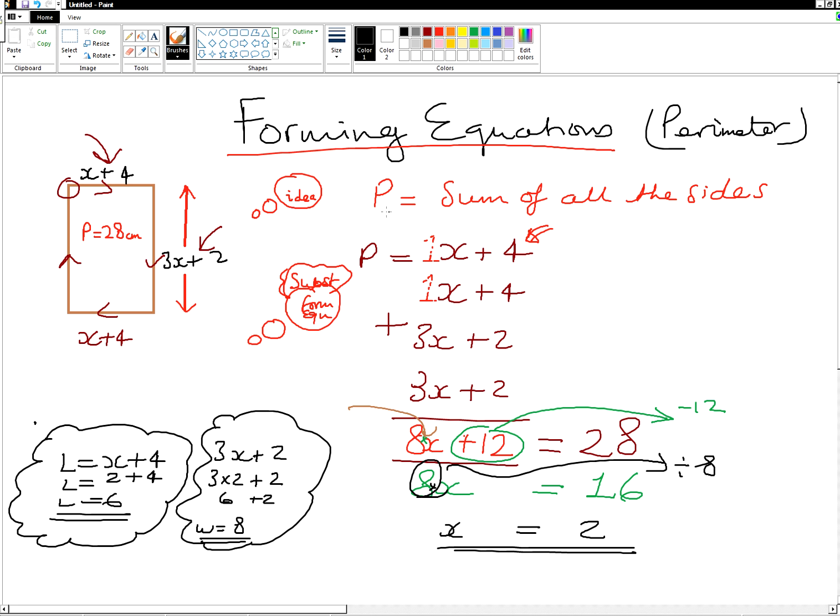You need to have the ideas. This is the idea what we're going to do. So this is all the sides we're adding up, equal to 28. Then we solve it, and then we can go back and write down what the actual lengths and widths actually are. And that's the end of that particular example.